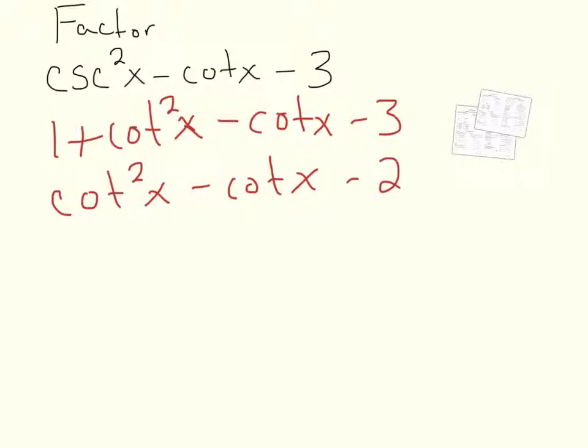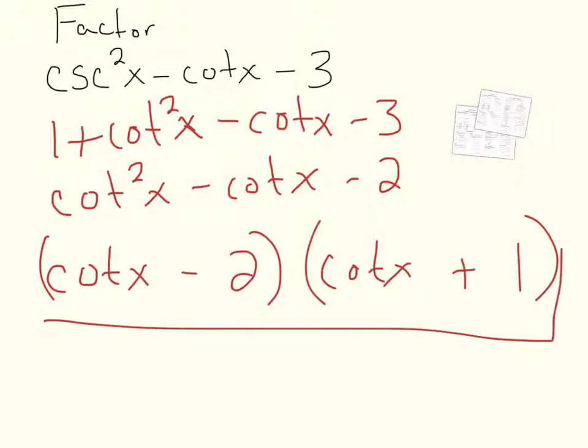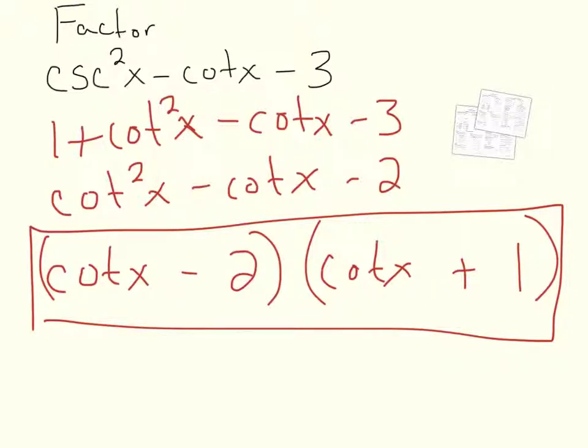Okay, so now it just comes to, let's factor it. This is the same thing as x squared minus x minus 2. So this is going to be cotangent x and cotangent x, and we have a negative 2 and a positive 1. And so that is the factored form. So before we could factor, we had to use one of our identities from our trig identity sheet, and then we can go forward with factoring the quadratic.